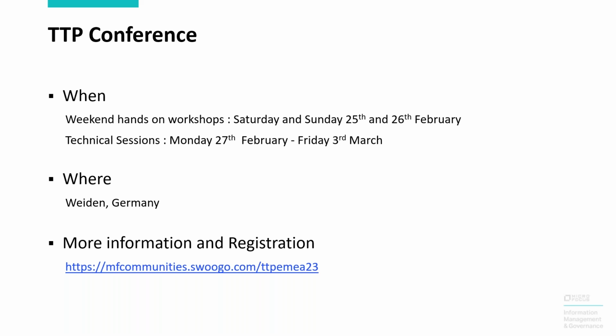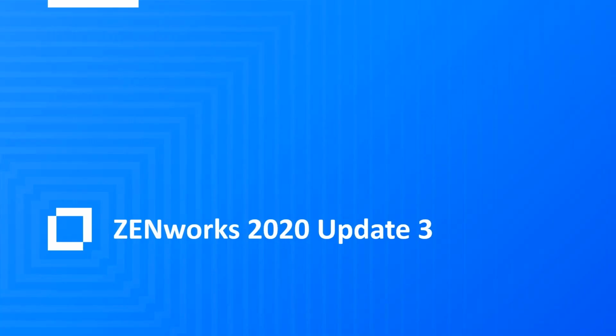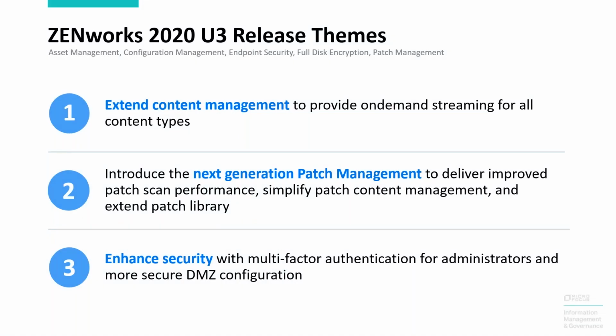But for today, I will just go on with what is new in ZENworks 2020 Update 3. Now, ZENworks 2020 Update 3 released about 2 months ago, and it has a lot of new things in the package. There's a couple of main topics that we have. Main topic number 1 is the extended use of the on-demand content. On-demand content is something that we introduced with Update 2. I'll get into that a little bit later. But we're now able to use that for other content types as well.